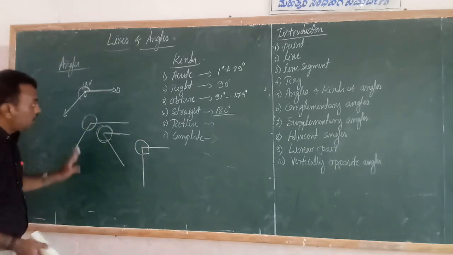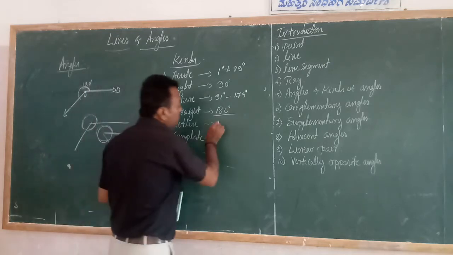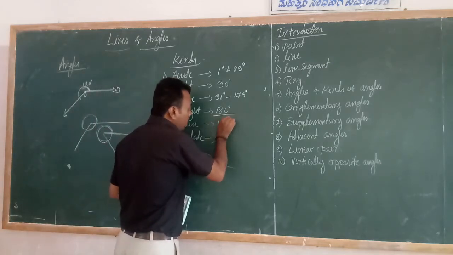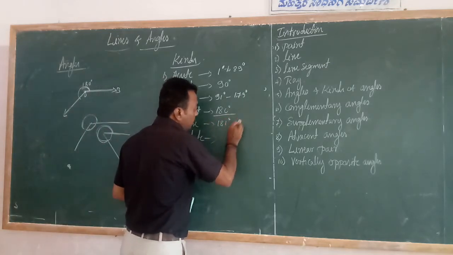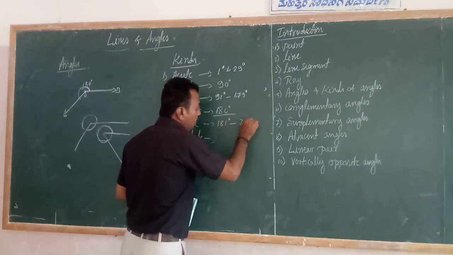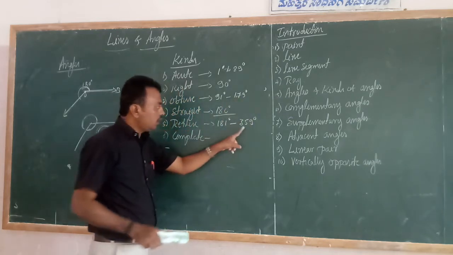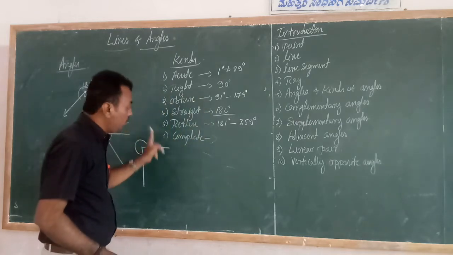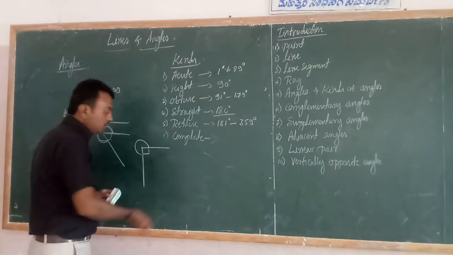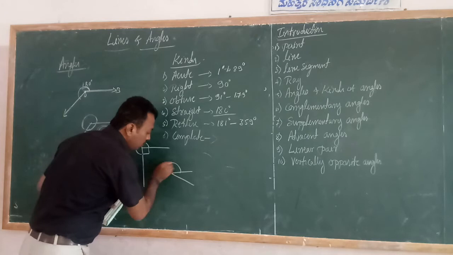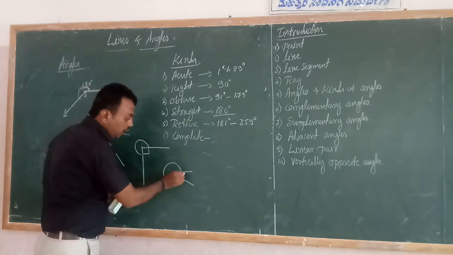Okay, so this is called as the reflex angle. Reflex angles measure above 180 degree up to 359 degree. Up to 359 degree are always called as what? Reflex angles. See, this is also a reflex angle. Full reflex angle, inside acute.